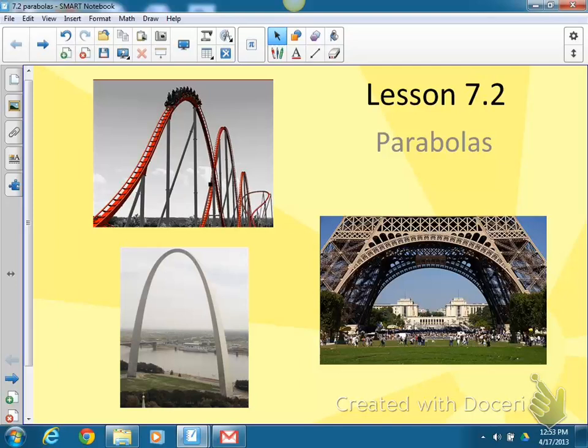Today we're going to be talking about parabolas. We've already discussed parabolas that have an orientation of up or down, and we're going to extend that right now to deal with parabolas that are not necessarily functions, and we're going to really talk about them in terms of a conic section. Here are some parabolas that you would see in structures, so it takes a lot of engineering to make sure that these are as they need to be.